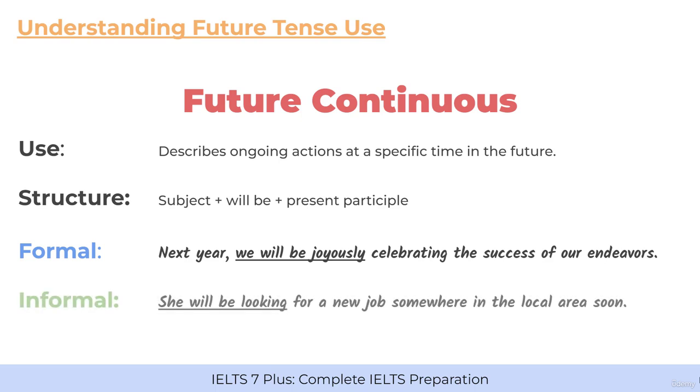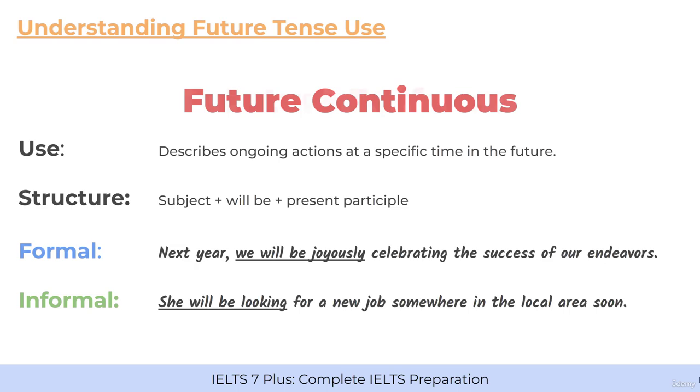Let's see the informal example. She will be looking for a new job somewhere in the local area soon. Here we didn't use a contraction, but we're still saying it's an informal tone. However, we could probably make it even more informal by saying she'll be looking for a new job, and that would definitely be more natural within informal speech. She, subject, will be plus present participle, looking.